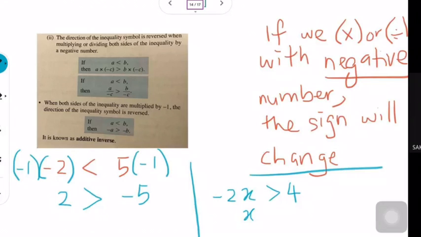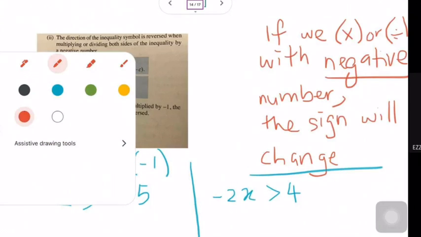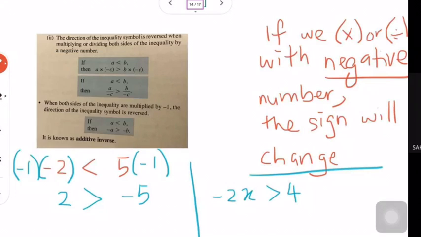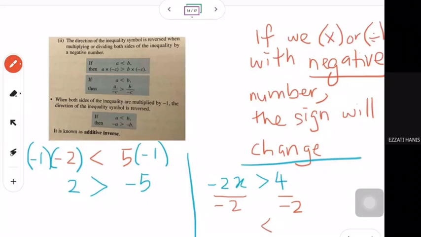Divide. Divide with what? Divide with negative 2. Right? We divide -2, and here also divide -2. So when you divide -2, automatically your symbol must change. You must change the symbol. Inverse it. Okay? So here you simplify, you get x. Here you get -2. So your possible values of x must be less than -2.